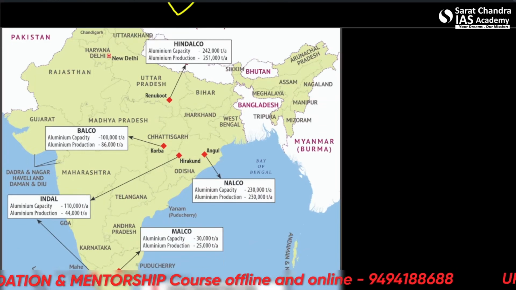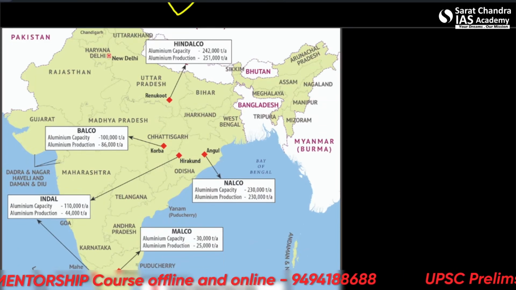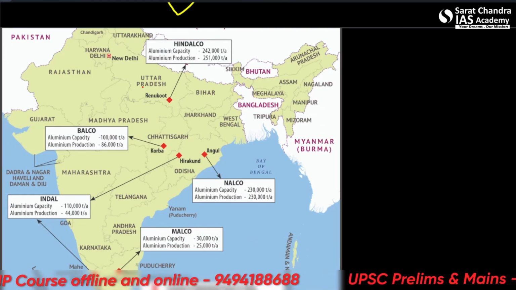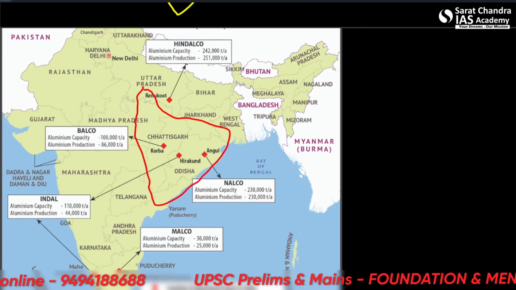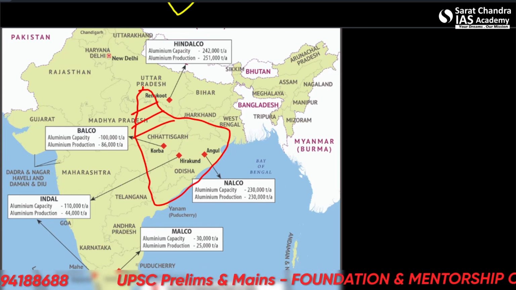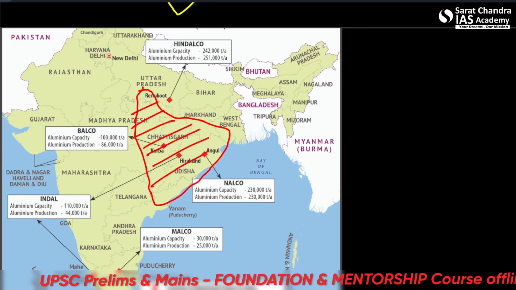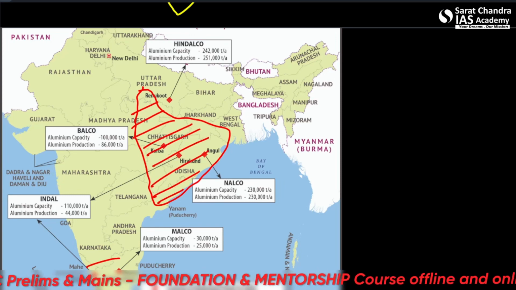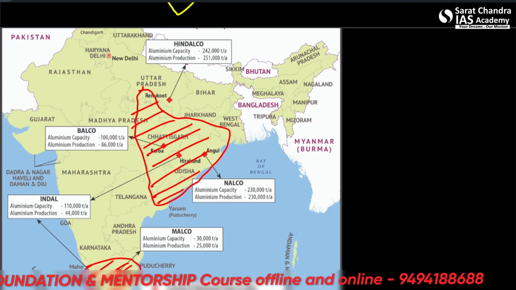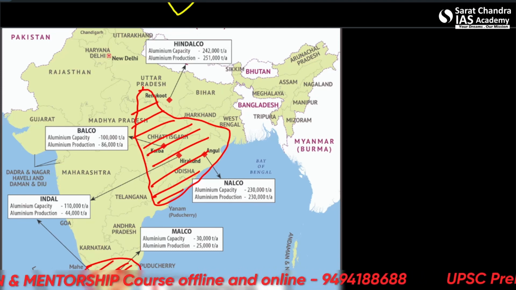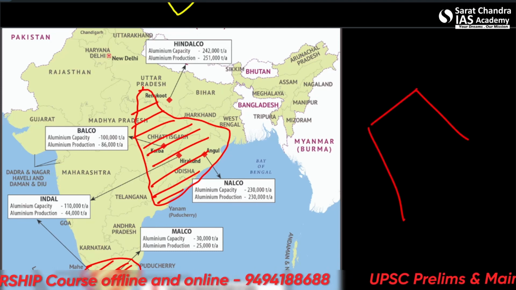All right, just a second. Okay, so we are talking about this region mostly, Eastern Central India. Some are here as well in southern India. So this is the region where aluminum is produced in India.